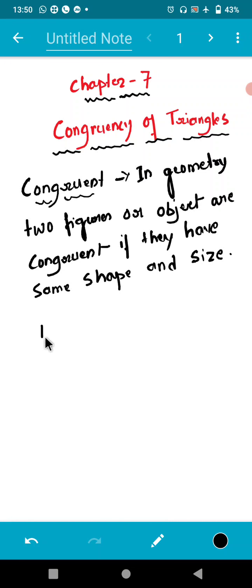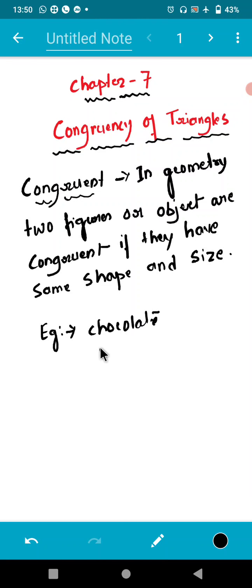Let me give you some examples of objects that in day-to-day life are congruent to each other. The first thing you can go for is chocolates. This is one of my most favorite things, and I believe it is a favorite of yours also. If you are going for the same brand, that is Dairy Milk, you will find that the shape and size are all similar to each other. So if the brand is the same, they are equal in size and shape.